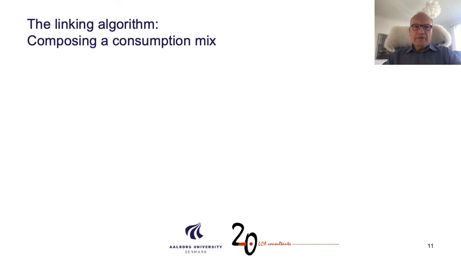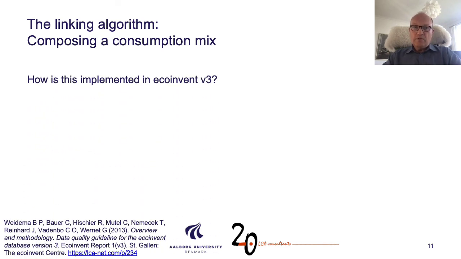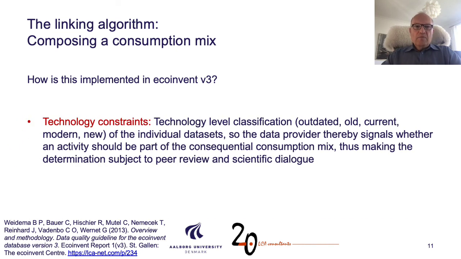So how is all of this implemented in Ecoinvent version 3? Well, first of all, the technology constraints are introduced in the form of a classification. We can call a technology outdated, old, current, modern, and new. So basically 5 options. And this is done by the individual data providers of a data set, thereby signaling whether the activity should be part of the consequential consumption mix or not. This makes the determination subject to peer review and scientific dialogue.